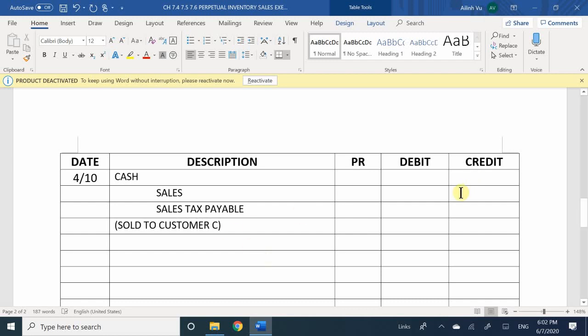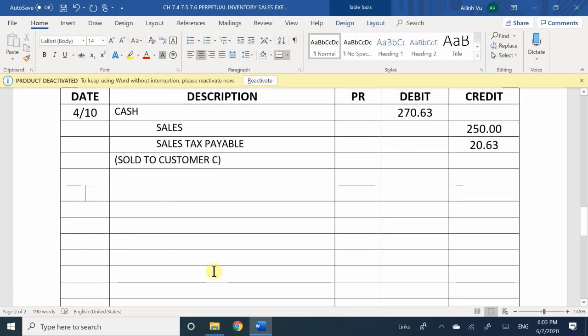All right. So we sold 50 items for $5 each. So 50 times $5 is going to give us a grand total of $250 worth of sales. I'm going to multiply that by 8.25%. And we're going to get $20.63, which will give us a grand total of $270.63.